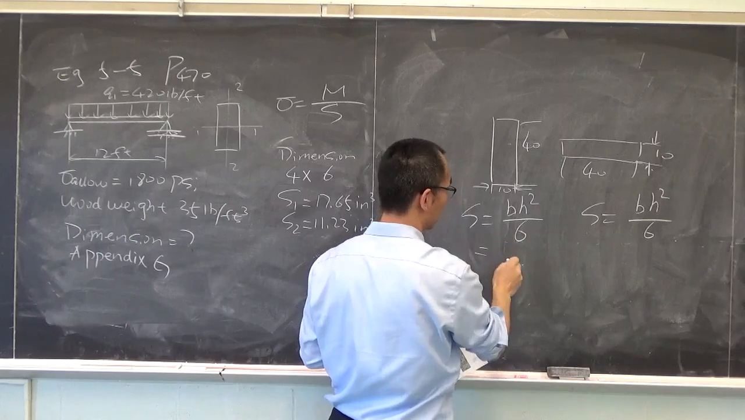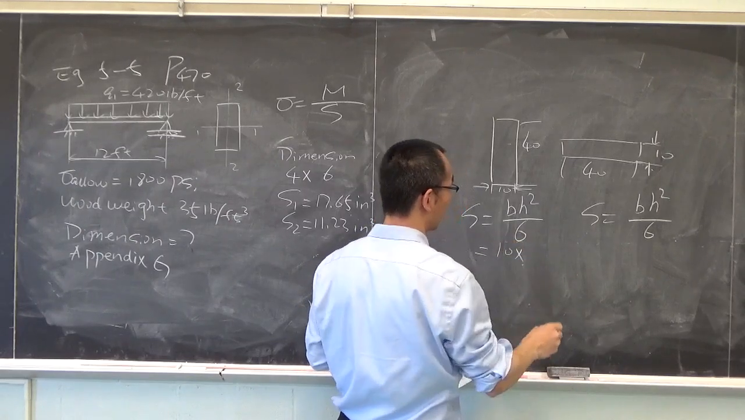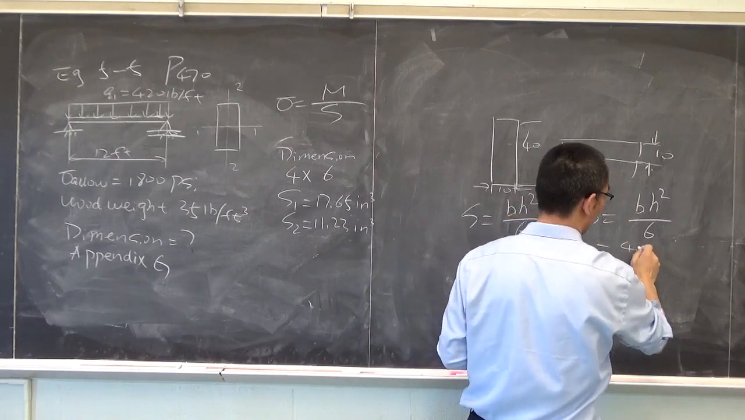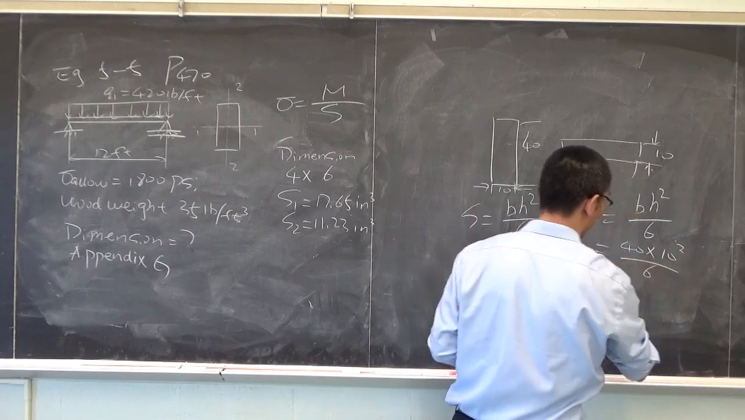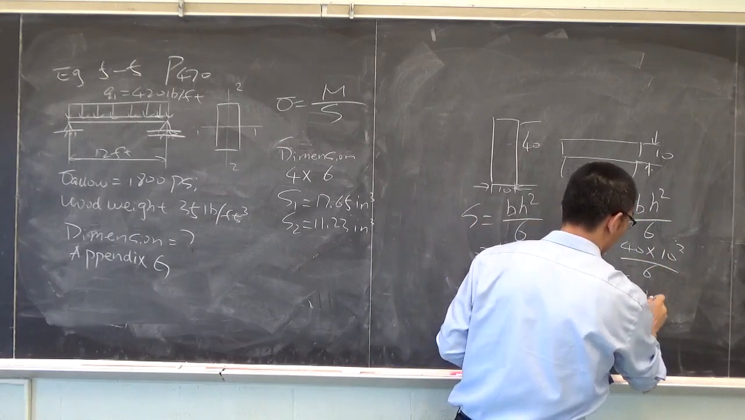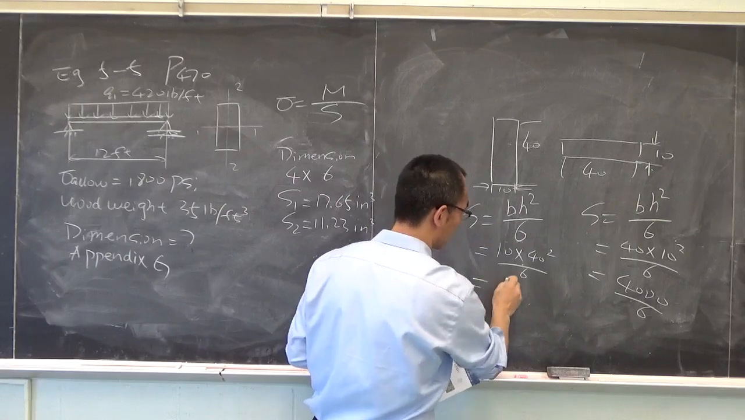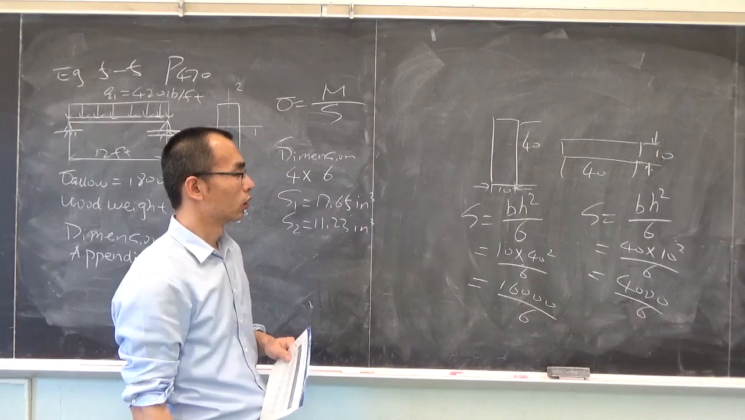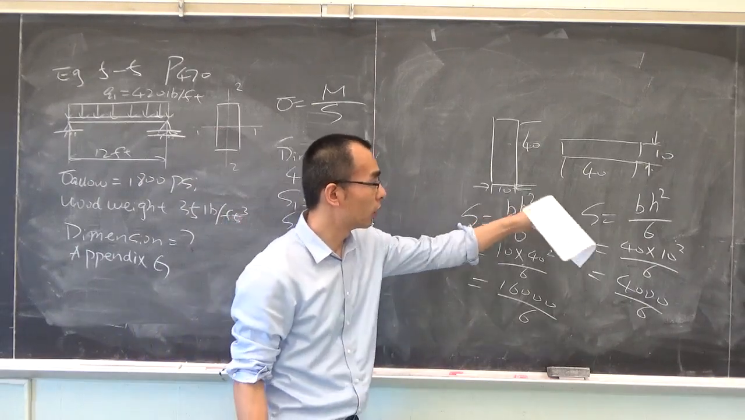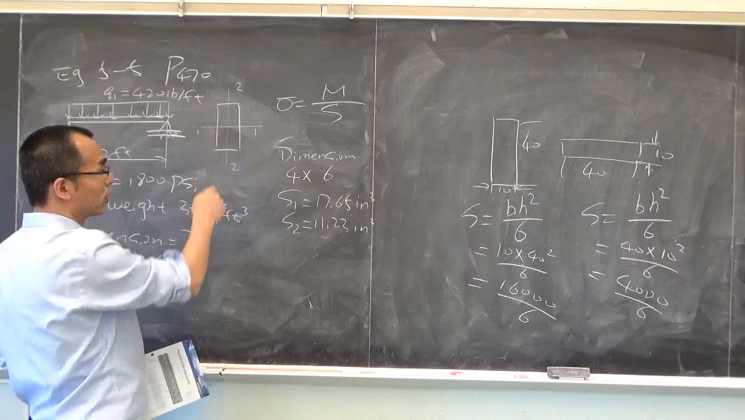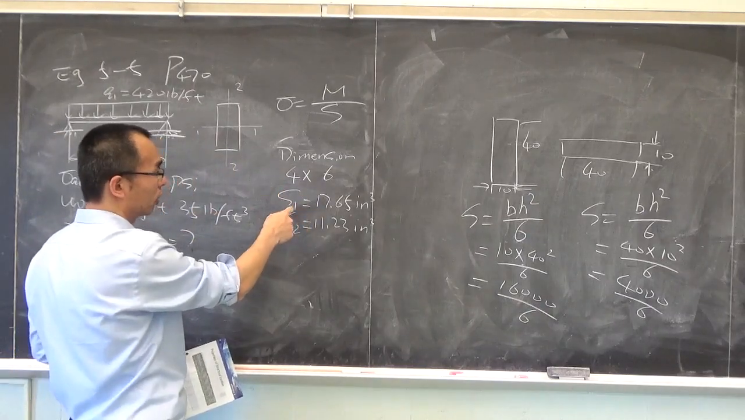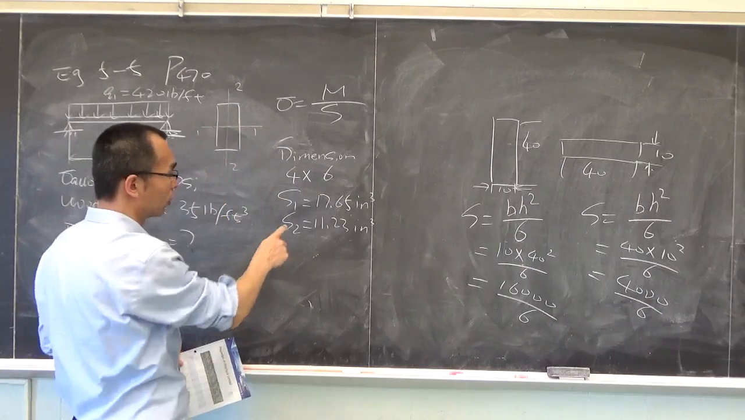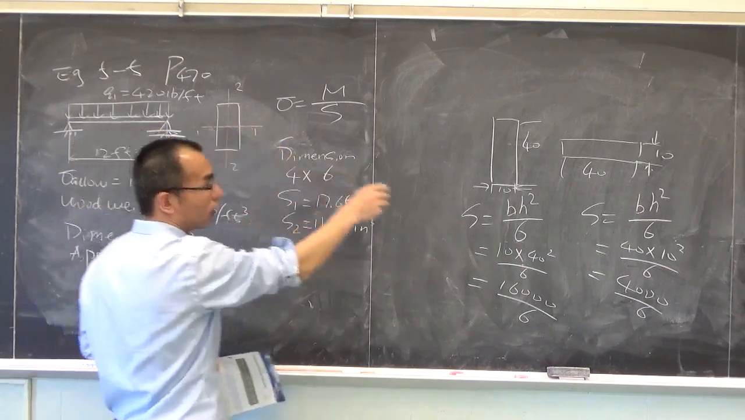So for this section modulus will be 10 multiplied by 40 squared, and this one will be 40 multiplied by 10 squared, right? So you can see the section modulus for this one is much higher than this one. So once you have a beam of this dimension, section modulus 1 means you just put the beam like this. For 2, you put the beam like this one.